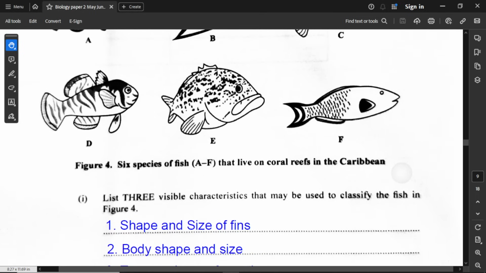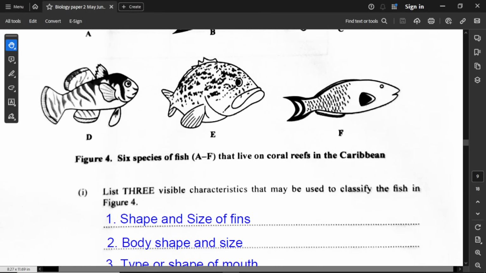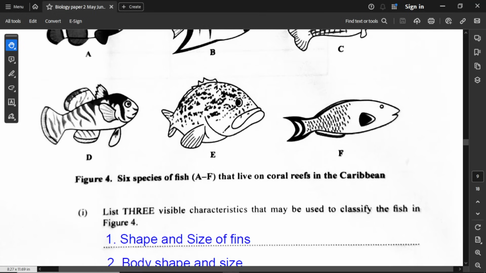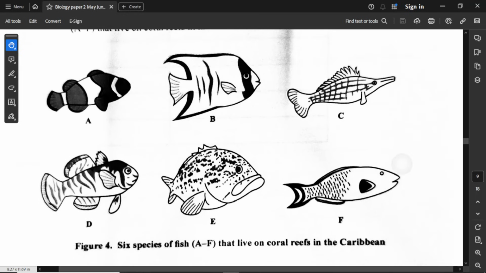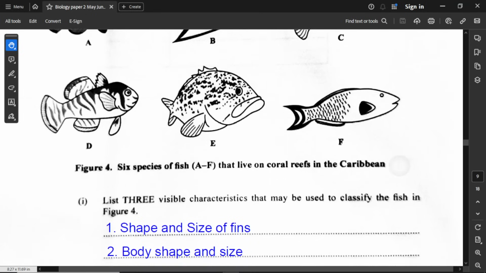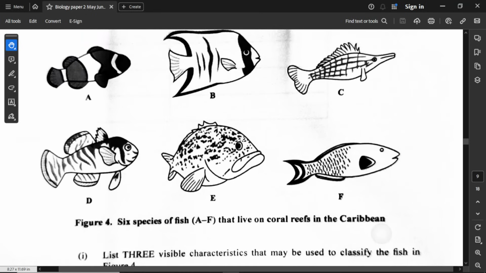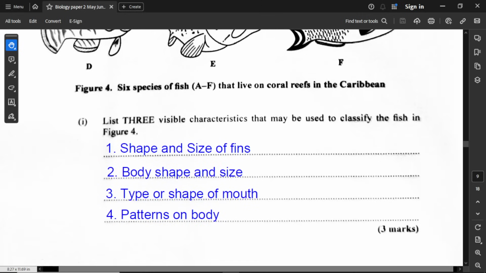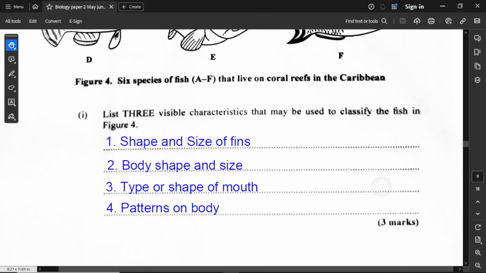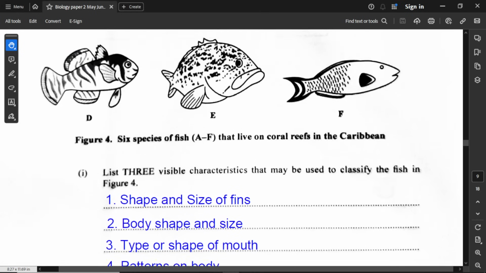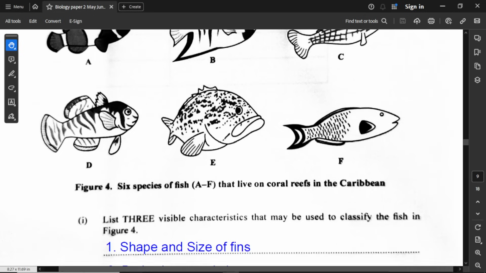And so for part 1, it said list 3 visible characteristics that may be used to classify the fish in figure 4. All right, so if you look at them, you notice that the shape and size of their fins are different, right? So you can put them in different groups based on size and shape of their fins. We can also look at the body shape and size as well. The body, not all the same shape and not all the same size. The shape of their mouth is also different if you notice. You have the patterns on the body as well. The markings or patterns or contour in some cases, they're all different, okay?